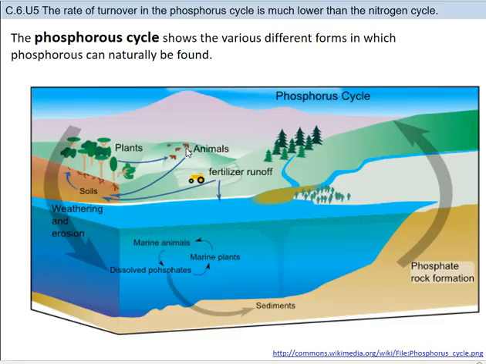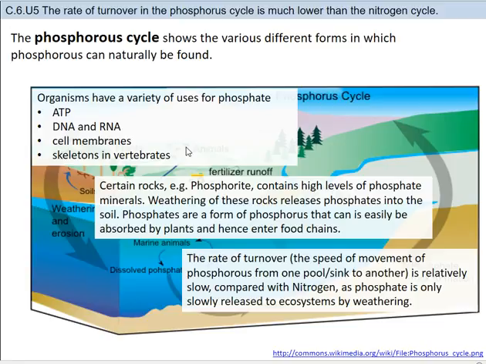So why do we need phosphorus anyway? What's the purpose of phosphorus? So we need it, of course, to make ATP, adenosine triphosphate. It is also an integral part of DNA and RNA, an integral part of cell membranes, and of course, our skeletons. And so it is a very, very important element itself.